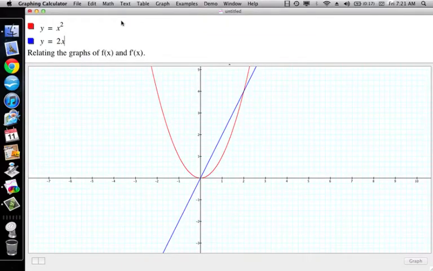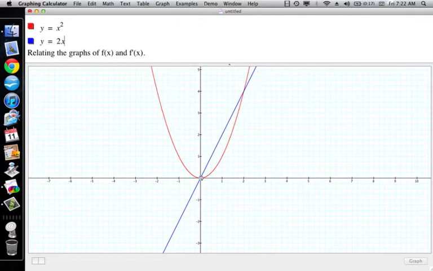Okay, in this video, I want to look at two graphs side by side, and we're going to do this for several different examples. But in all cases, the red graph is going to be f of x, and the blue graph is going to be f prime of x. So we've got a function, f of x equals x squared, and then we have its derivative, f prime of x, or dy dx, equals 2x.